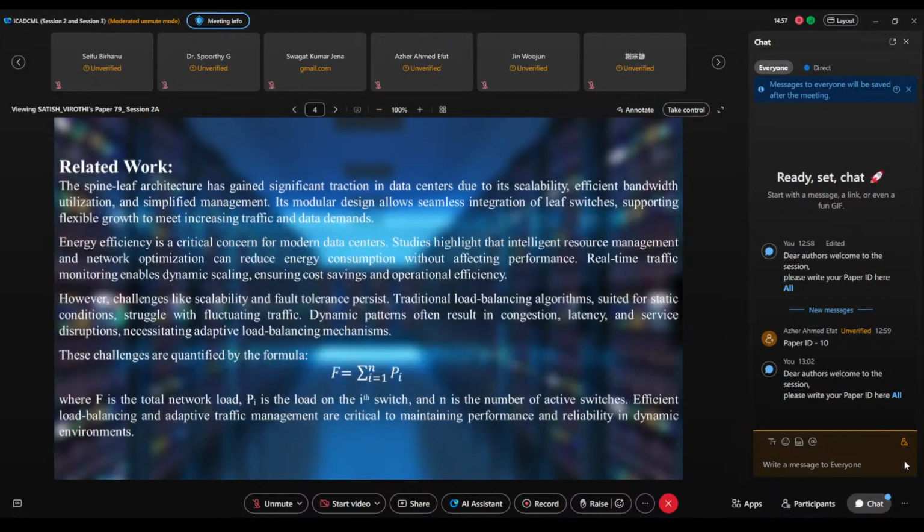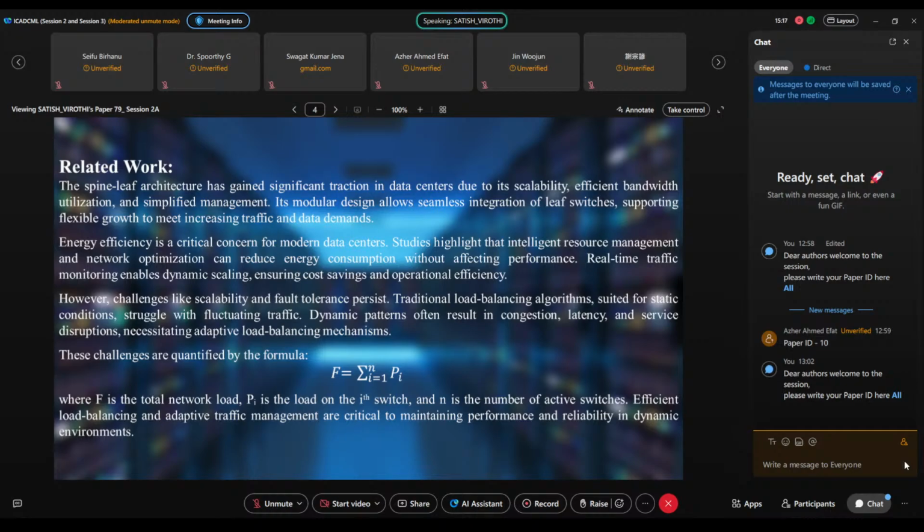And here is our related work. Energy efficiency has become a significant concern in modern data centers. With the increasing demand for computing power, it is crucial to find ways to optimize energy usage. Research has shown that intelligent resource management and network optimization techniques can help reduce energy consumption without compromising on performance.